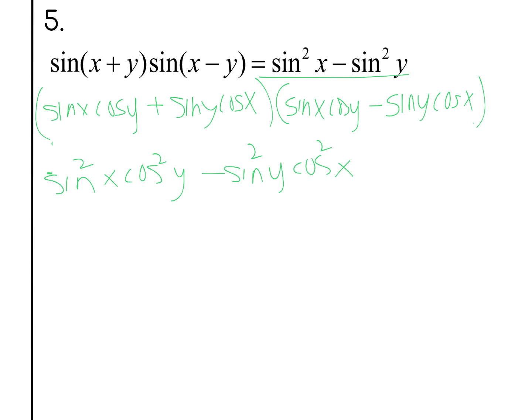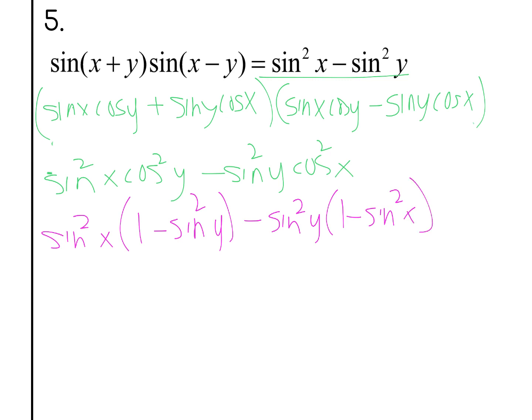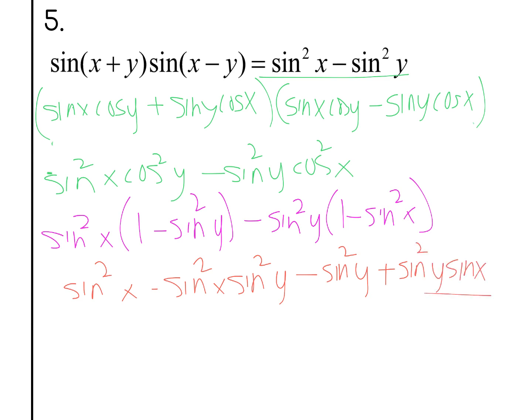So I got to get rid of my cosines. So cosine squared y is 1 minus sine squared y. And cosine squared x is 1 minus sine squared x. Distributing gives me sine squared x minus sine squared x sine squared y. Just got to make your letters correct. Minus sine squared y plus sine squared x sine squared y. That and that will cancel out, so that's sine squared x minus sine squared y. I did it.